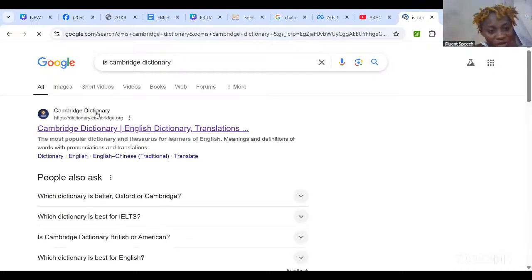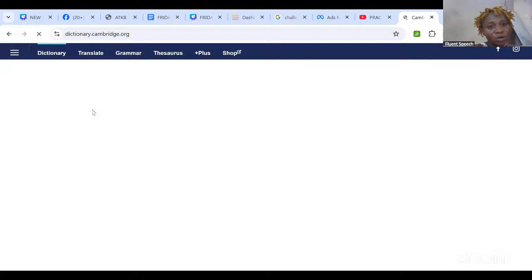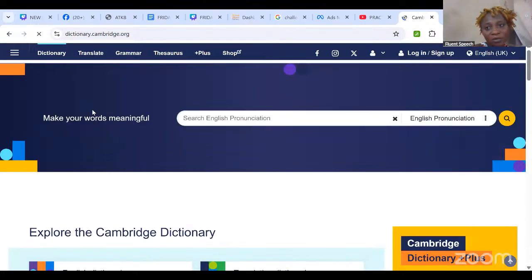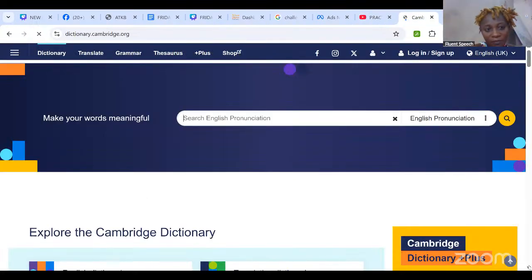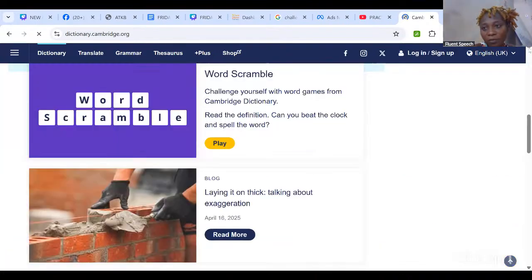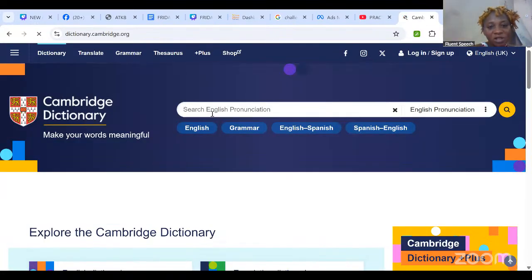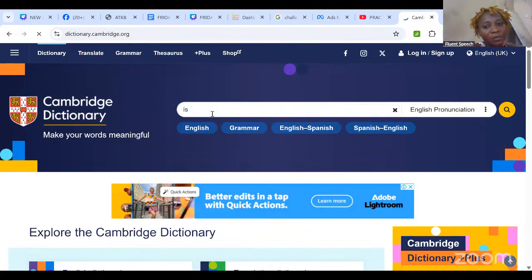Can you see it brings you to the Cambridge Dictionary website? You go in, click on the website. It is loading. Just let me be sure this is recording again. Okay, it's recording. The word is still loading. Okay, so it didn't come up with the word, but I can put the word in the search area, where I have search English pronunciation. I'll write the word again and search again.